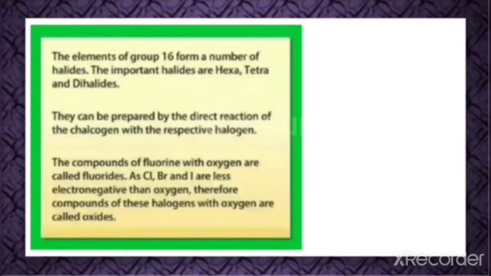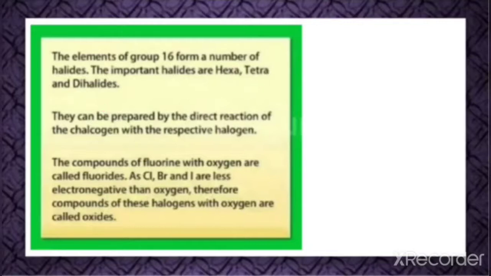So we can conclude from this that the elements of group 16 form a number of halides. Important halides are hexahalides, tetrahalides and dihalides. They can even form monohalides that are dimeric in nature. They are prepared by the direct reaction of the chalcogen with the respective halogen.